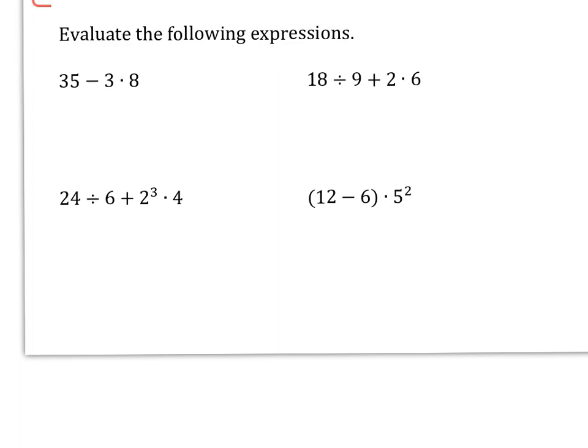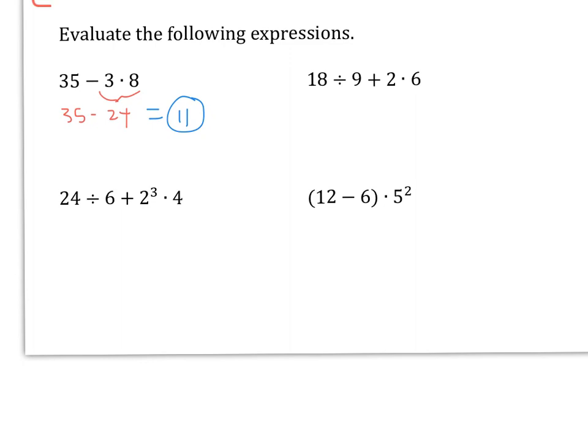The first example says 35 minus 3 times 8. According to PEMDAS, we need to complete the operation of multiplying 3 times 8 first, and that gives us 24. So now we still have 35 minus 24, and 35 minus 24 is 11. Let's look at the next example.